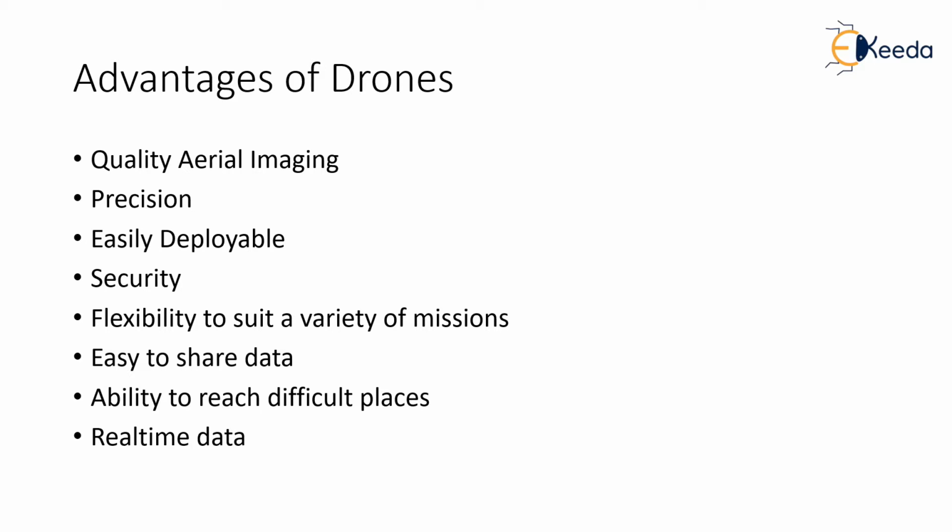Ability to reach difficult places. Since drones can be made from nano size to large size, they can be used for applications where it is difficult for humans to reach easily. For example, nano-sized drones are being designed for hazardous environments inside reactors to analyze the machine where it is very difficult for a human to reach safely.